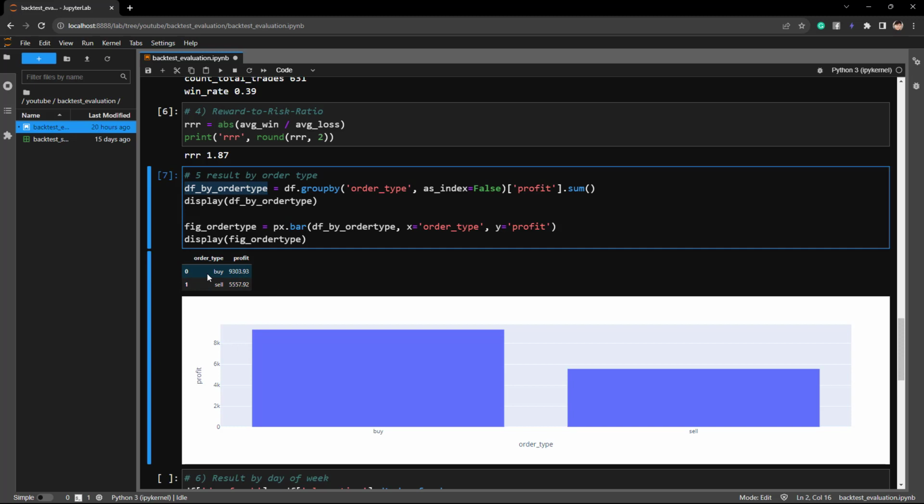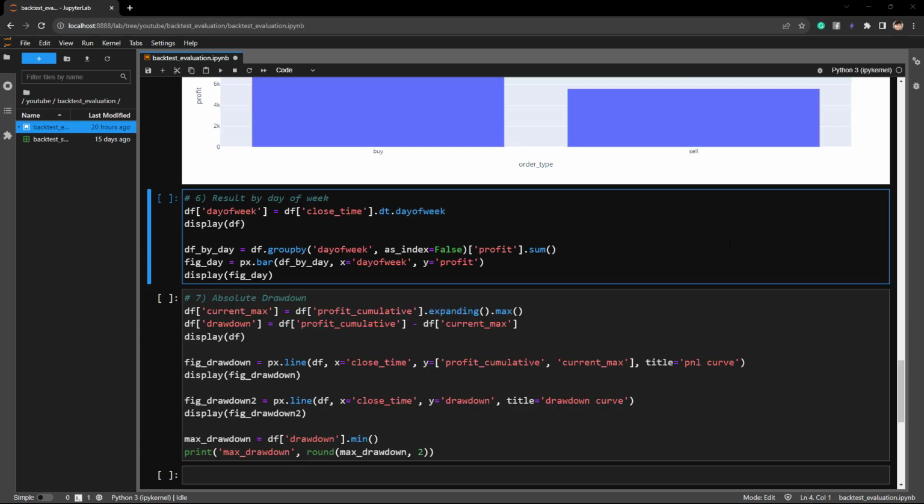So we see that buy orders have generated a profit of $9,303, whereas sell orders have generated $5,557. And by using Plotly, px.bar, we see on this bar chart that buy orders perform better than sell orders. But still, both order types are profitable, which is very nice to see.